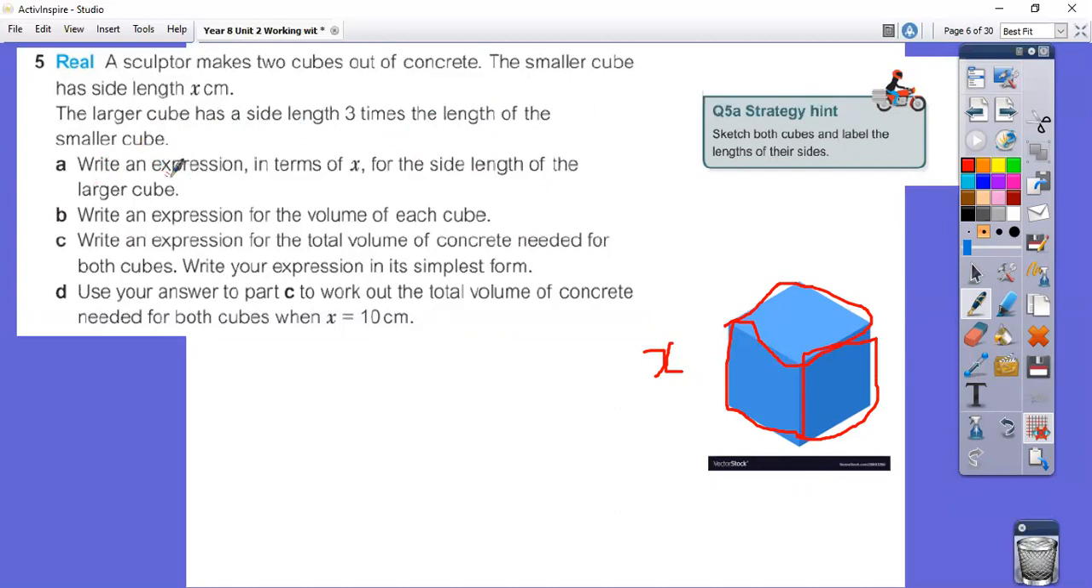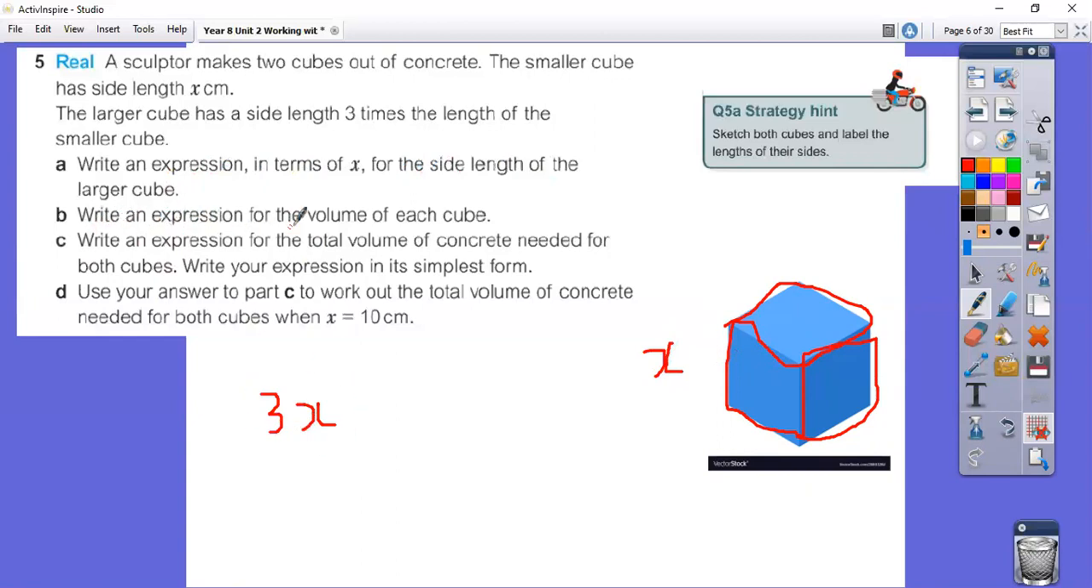So the first one is write an expression in terms of x. So you've got to use x for the side length of the larger cube. So we know the larger one is 3 times bigger than the smaller one. So we can just simply write 3x. So using x, the side length of the larger one, because it's 3 times bigger than the smaller one, this is the smaller one, we can write it as 3x.